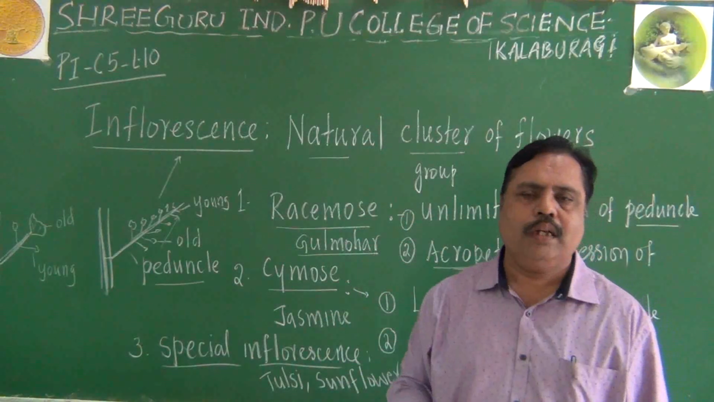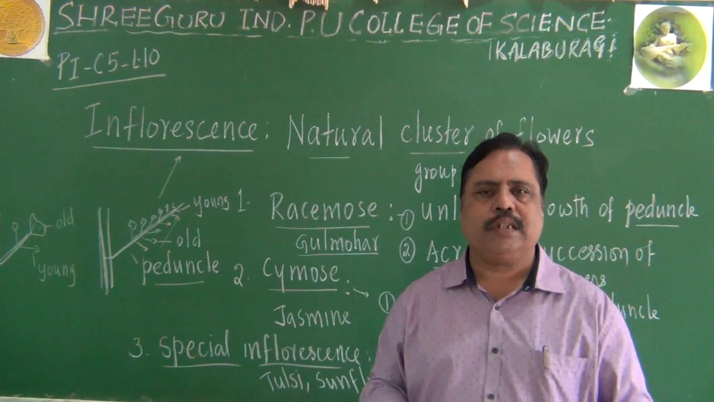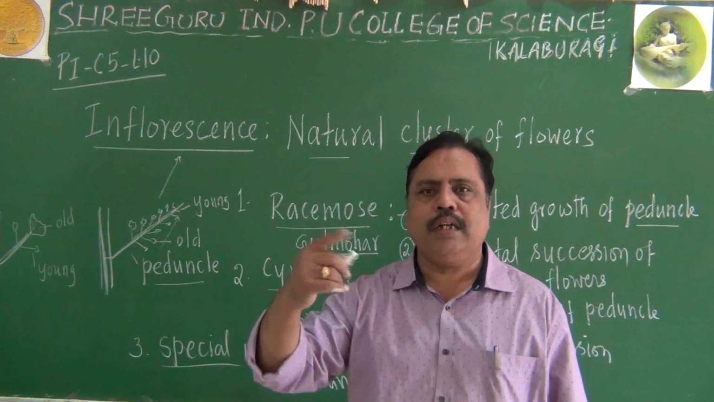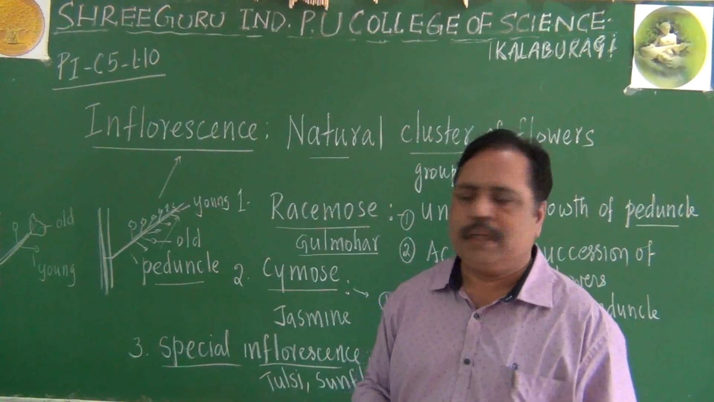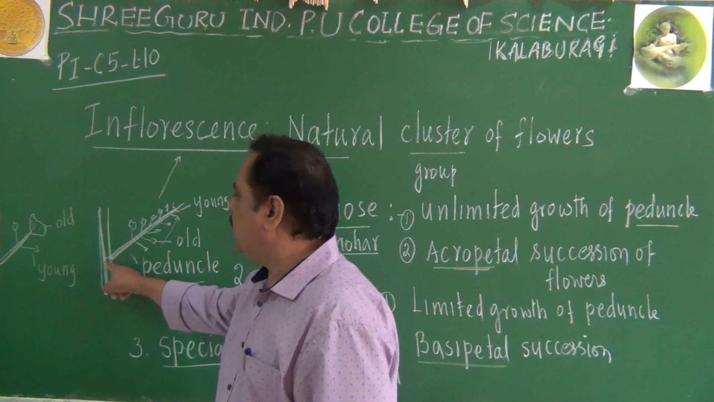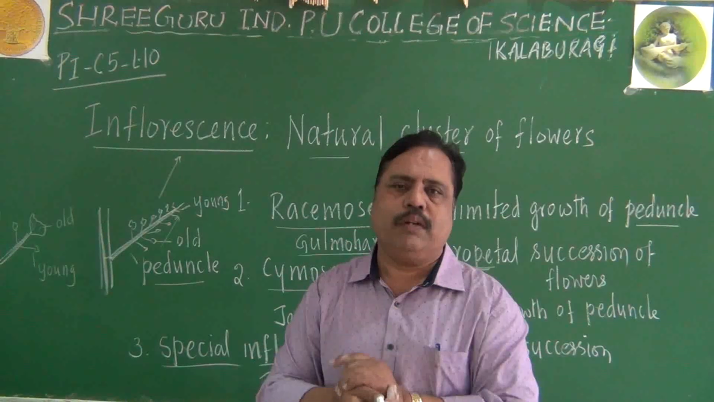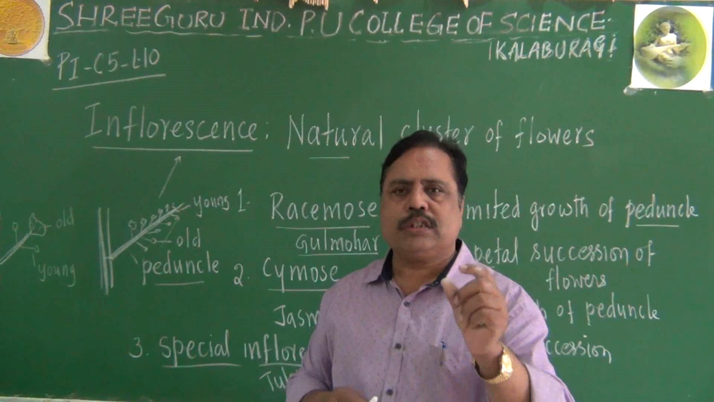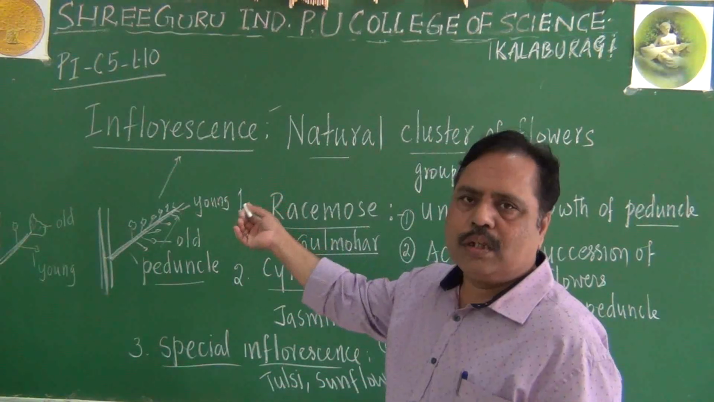What is peduncle? Stalk of an inflorescence. In the previous classes, I told you about petiole. Petiole, what is that? Stalk of a leaf is called petiole. Stalk of an inflorescence is called peduncle. What is stalk? This is the part, the branch arising from the main stem. It will bear a cluster of flowers actually. Those clusters of flowers are called inflorescence. Please make note of this.